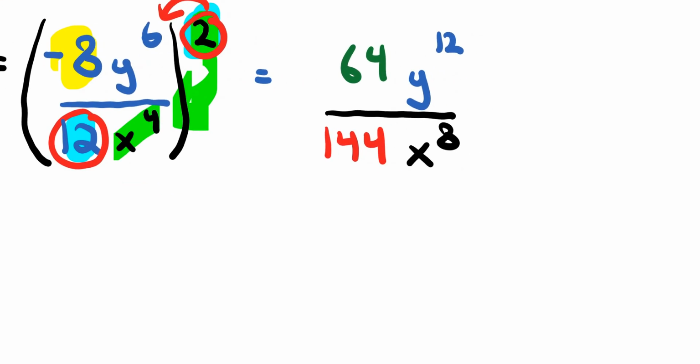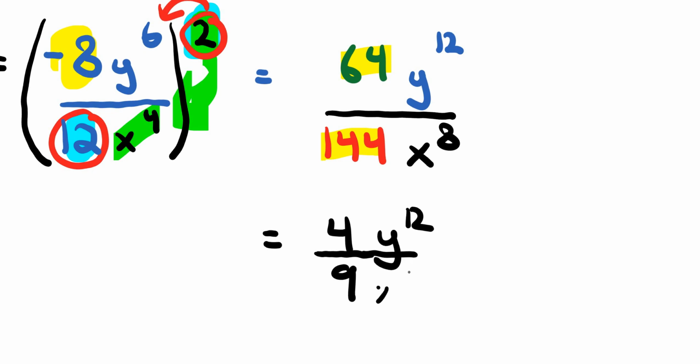We're almost done there. So 64 divided by 144. If we go ahead and reduce this fraction, there's one more thing we have to do. So 64 divided by 144. Keep on reducing the fractions. You'll get 4 over 9. And then we have y to the 12 and x to the 8. Okay, so there's your final answer for that particular problem. And now that finally concludes the homework video.